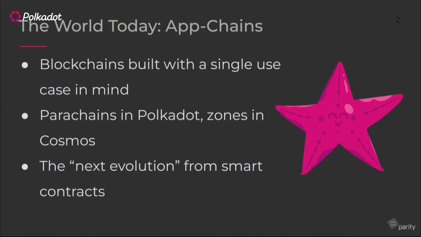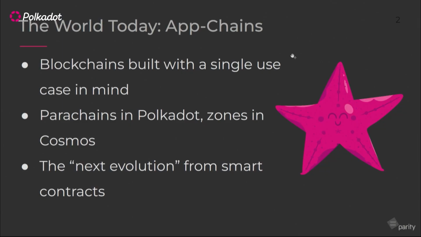Today, it's pretty uncontroversial to have this idea of an application-specific blockchain. So a blockchain that's focused on one use case and one use case only. In the Polkadot ecosystem, this manifests itself through the idea of parachains. In Cosmos, this would be the idea of zones. And these app chains have been touted as the next evolution from smart contracts, right? We look back at Ethereum and say, oh, those were the old days, but this is how we do it now. And how did we get here?